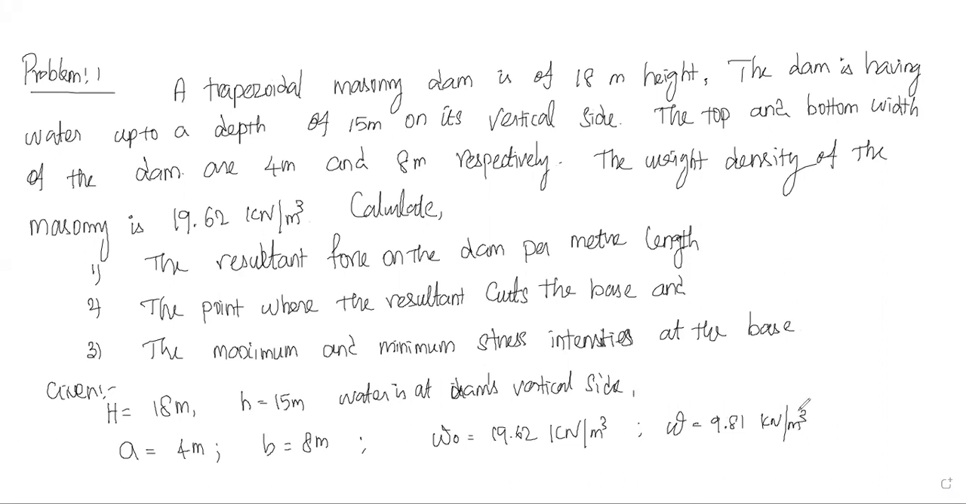Now find out the first question, the resultant force on the dam per meter length, that is R value. Second, the point where the resultant cuts the base, that is X value. Next, the maximum and minimum stress intensities at the base, sigma max and sigma minimum. Okay, let us move on to the solution part.